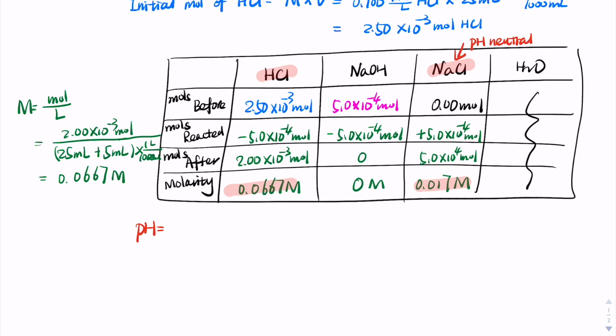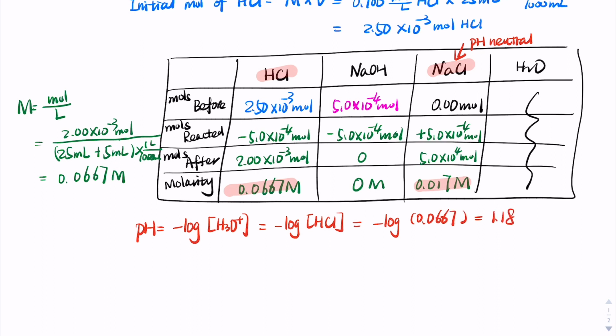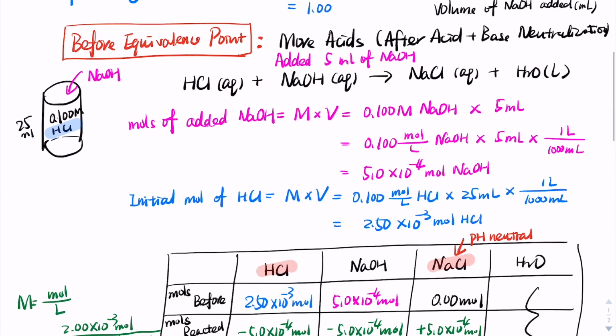What do you really have that affects the pH in your solution? It's the strong acid. So the pH of a strong acid will be the negative log of the hydrogen ion concentration, which is the negative log of the HCl. In this case, it will be the negative log of 0.0667. You do this calculation, and it turns out to be 1.18. So this is the pH when you add 5 ml.